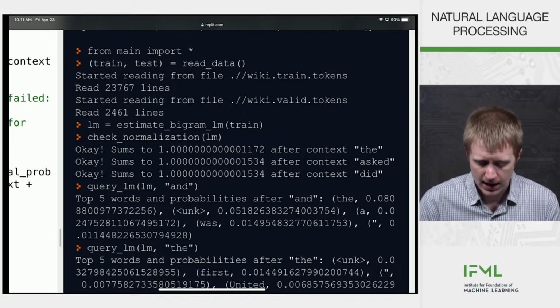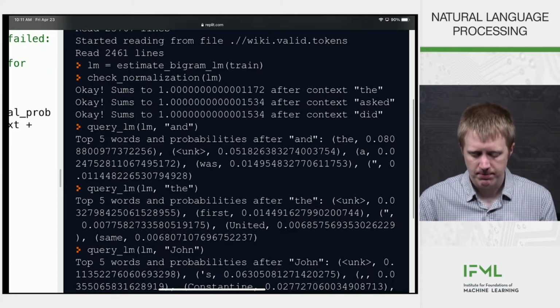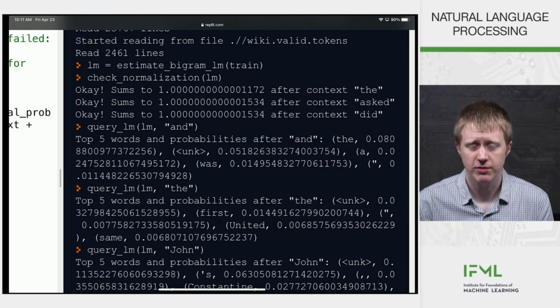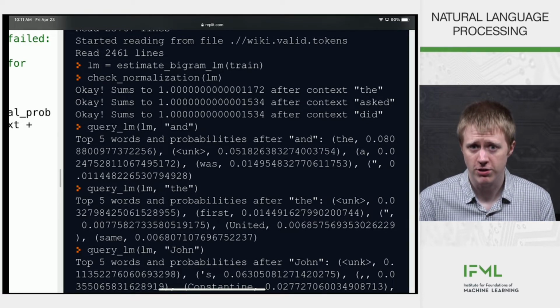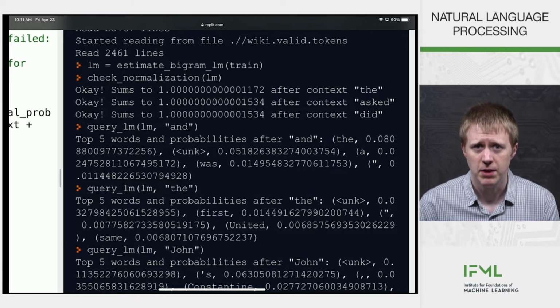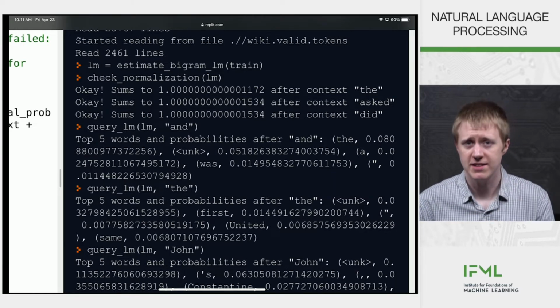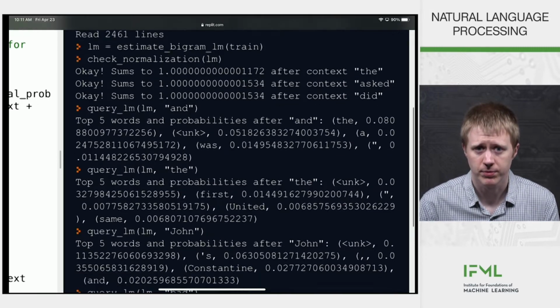Then I asked it about "the", and it gave some similar stuff where unc is also up there. But interestingly, "first" and "united" both have pretty good probabilities. Probably because we see the United States fairly often.